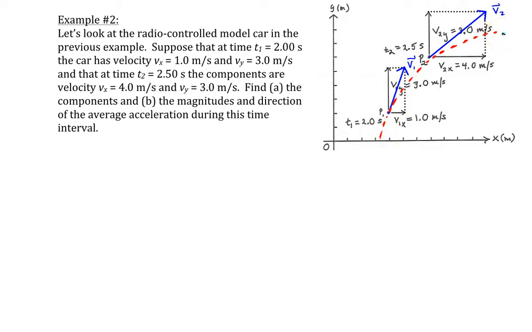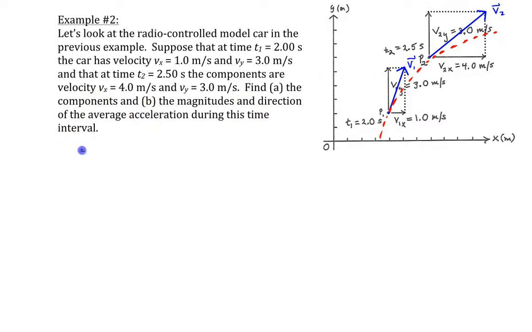In the previous example, example 1, we were dealing with a remote control car that was going in a straight line at a constant velocity. The reason the object is moving along a curved path is because the object is accelerating, and that's what we're trying to find in this problem. We're asked to find the components of the acceleration along the x and y axes, and the magnitude and direction of the average acceleration during this time interval.